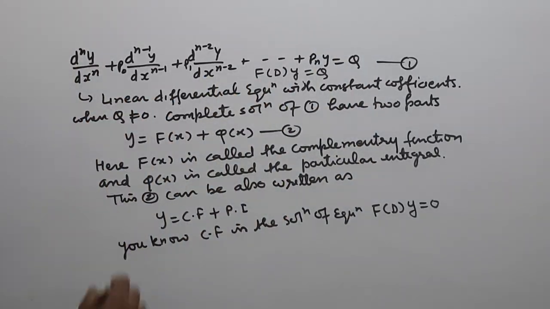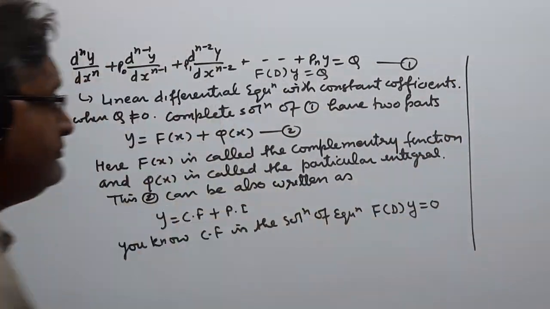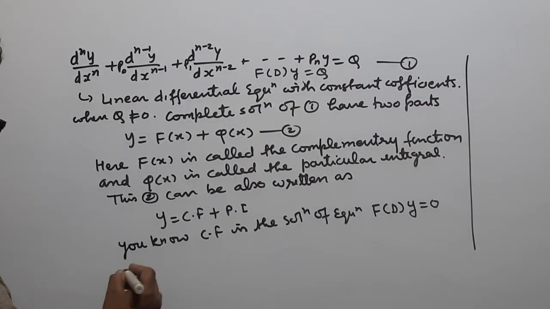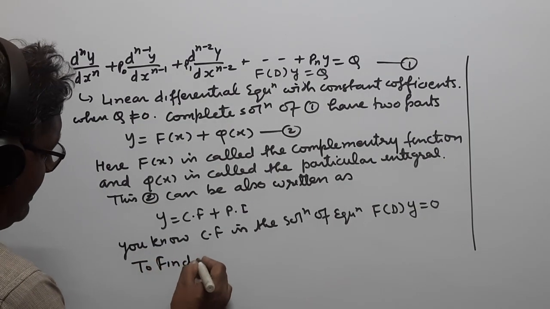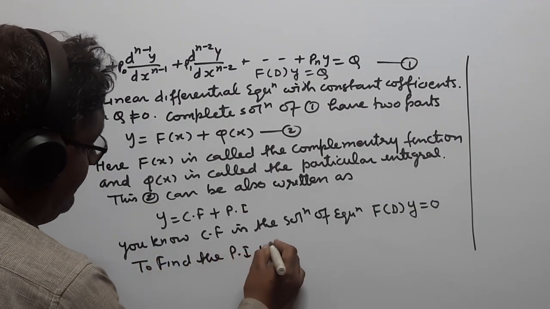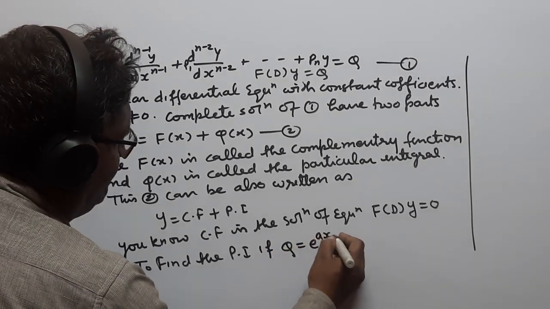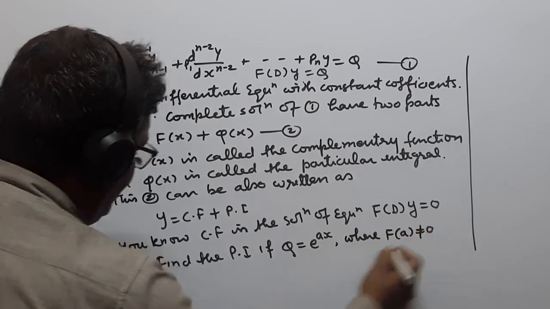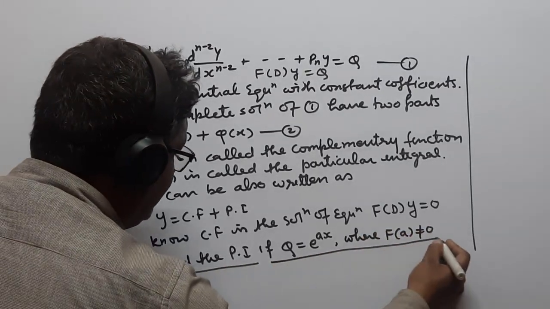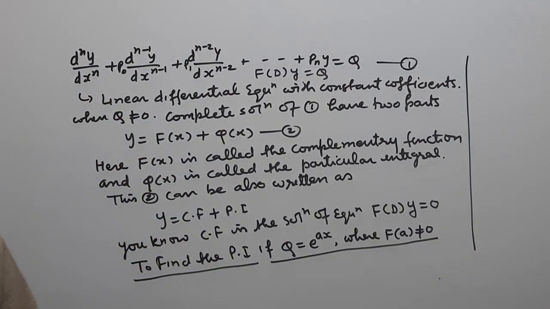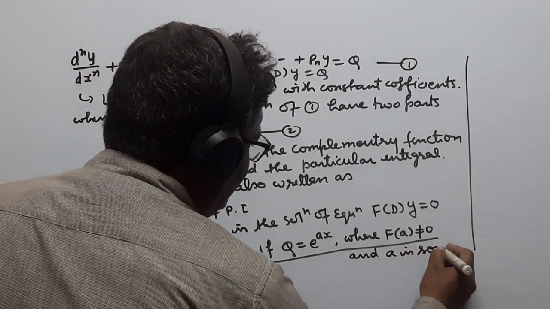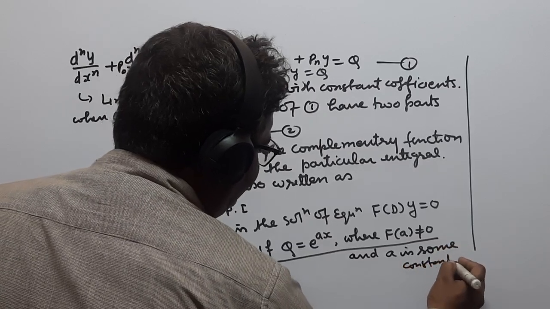Now we find the particular integral on the right hand side. How can we find the particular integral if q is equal to e^(ax), where f(a) is not equal to 0? Now we find the particular integral if q is of the form e^(ax), where f(a) is not equal to 0 and a is some constant.